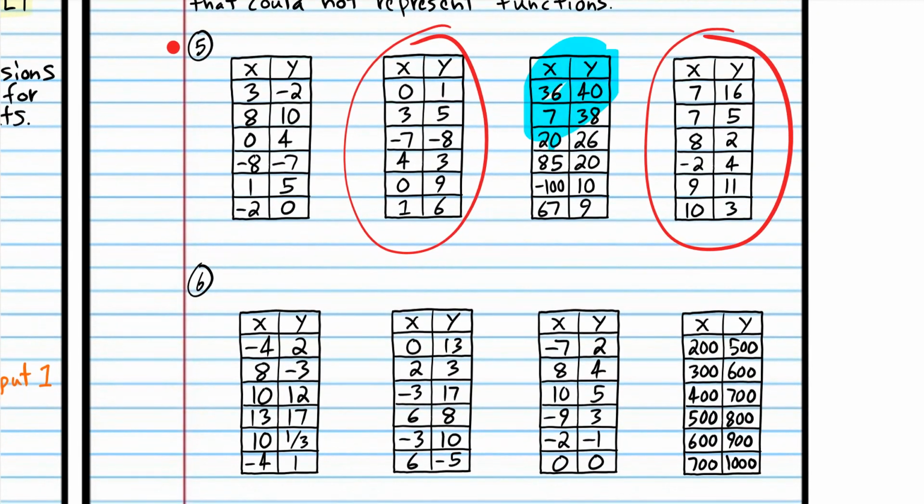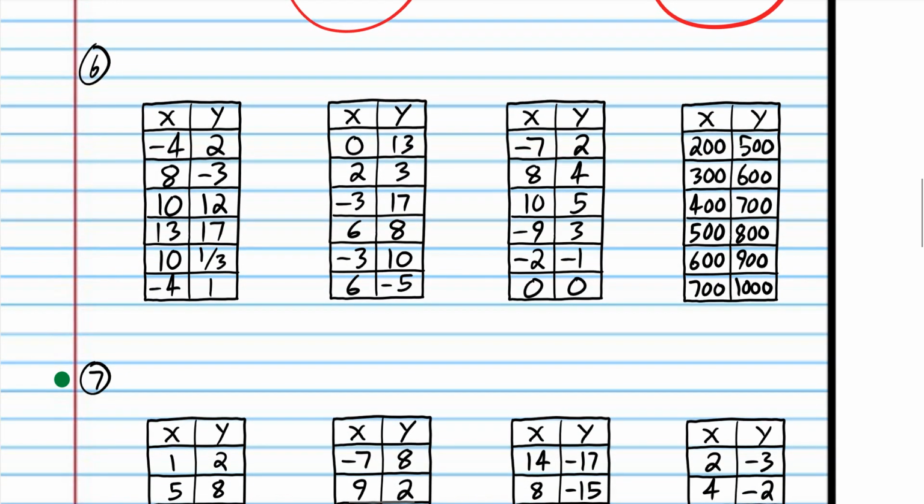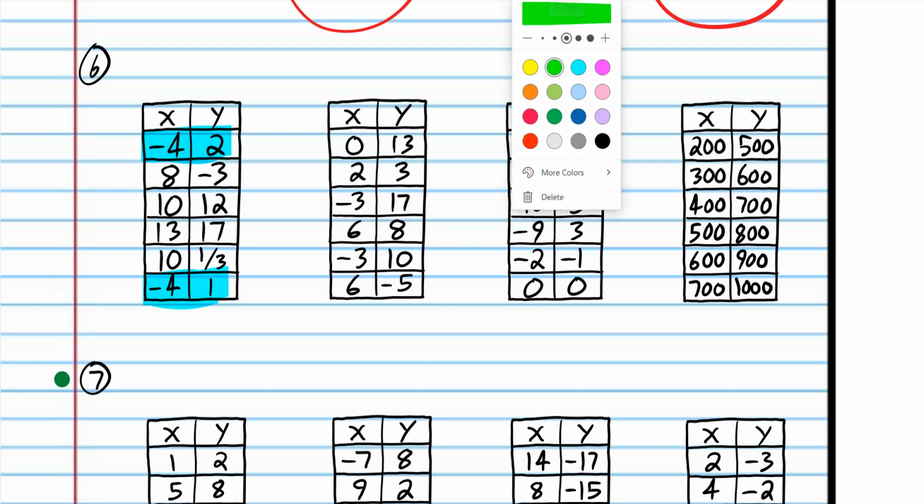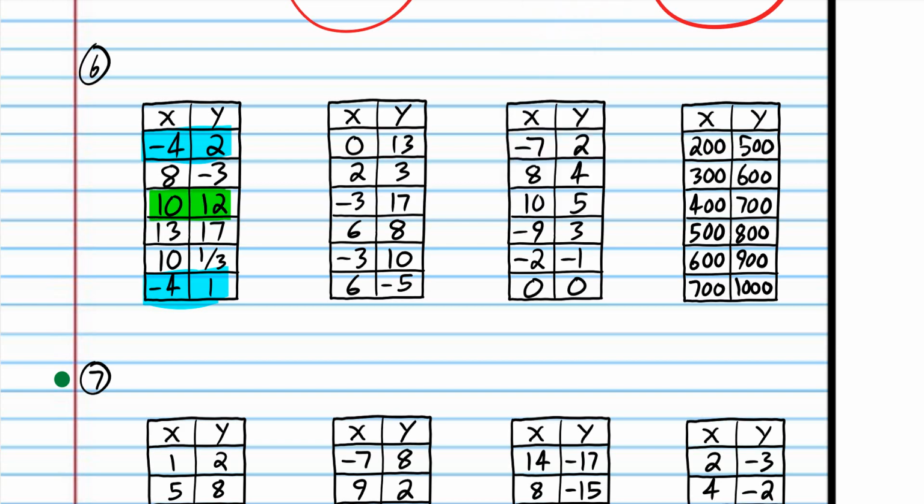These tables can represent functions though, so we don't circle those. Let's try another problem. Notice that we have -4 in the input column, and we have -4 again in the input column. Not only that, but we have 10, and then we have 10 again in the input column.